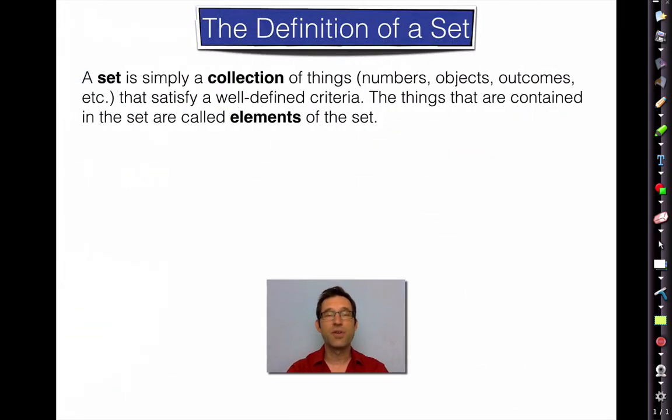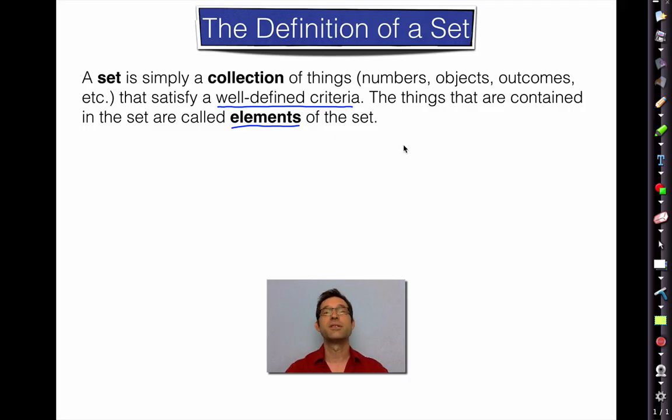All right, definition of a set. A set's not a tough thing, right? It's simply a collection of things. Numbers, objects, outcomes, etc., that satisfy a well-defined criteria. Now, the idea of a well-defined criteria is actually pretty important, right? The idea is, with a set, there's got to be some description of the elements in a set, the things that are in it, where you can say, yeah, that thing's in it, or that thing's not in it.